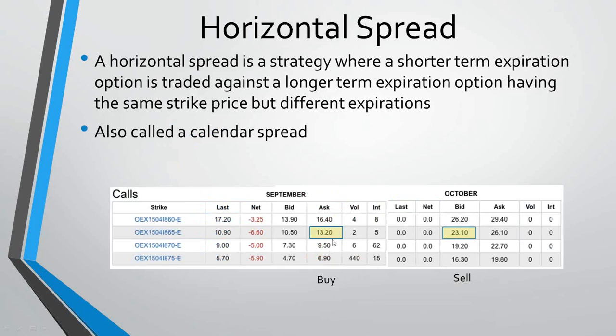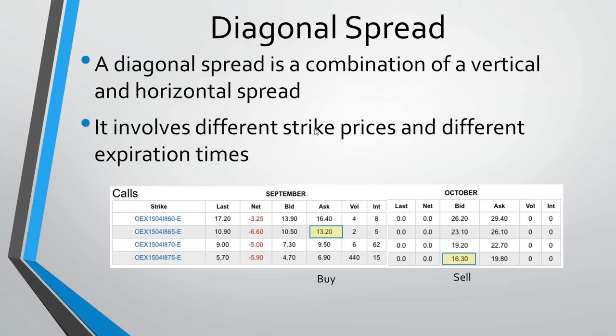So if I wanted to go long a September, and they're going to be of the same strike, so this would be the 865 strike. So I'm going long this one, and I'm going short this one. You can see how they're in a horizontal configuration now. That's why they're called a horizontal spread. A diagonal spread is just combining the vertical and horizontal spread. So it's doing different strikes on different months, and you can see now how it's got a vertical configuration.